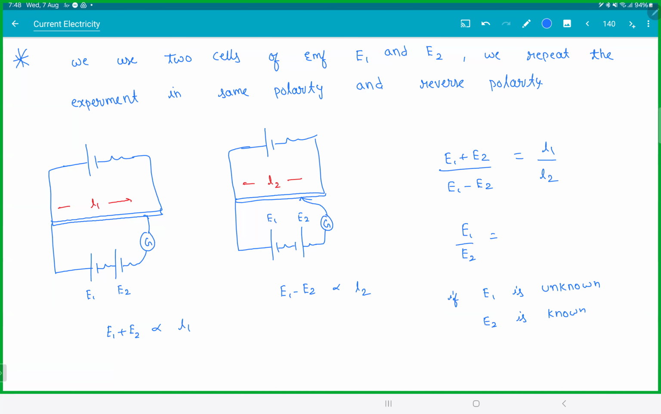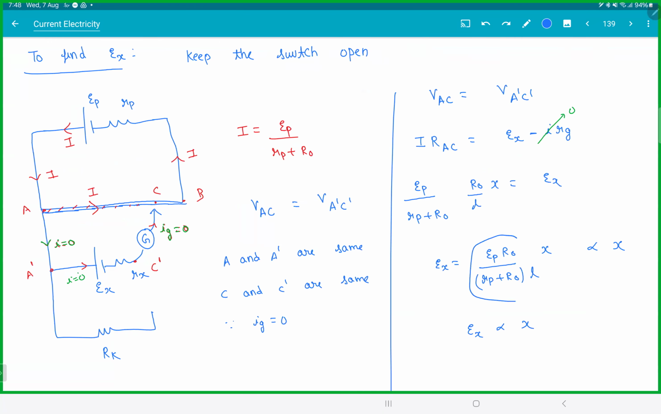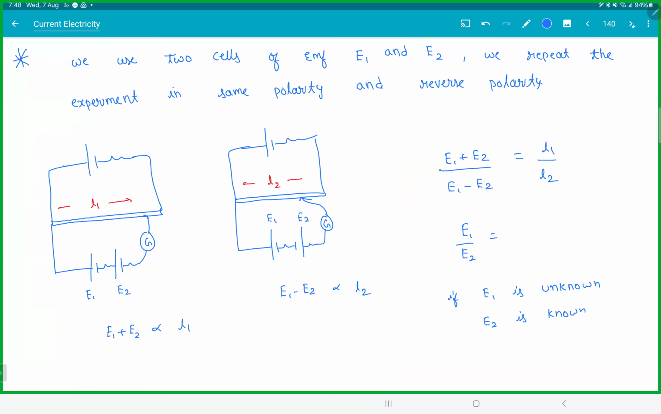This is a much better method. Reason: even if you add some error, the error will cancel off in that ratio. So you need not find this constant value. That will be taken care of when you use two batteries. That is the good thing about this method using two batteries. Here L1, L2 are the balancing lengths. Is this clear, everyone?